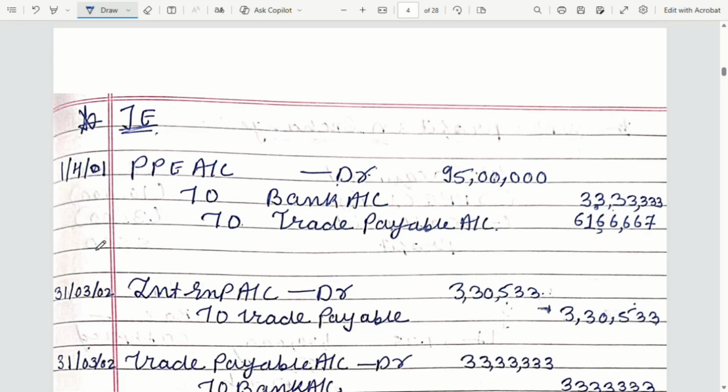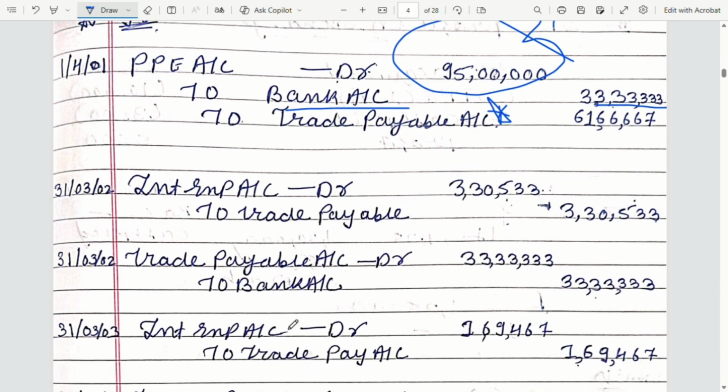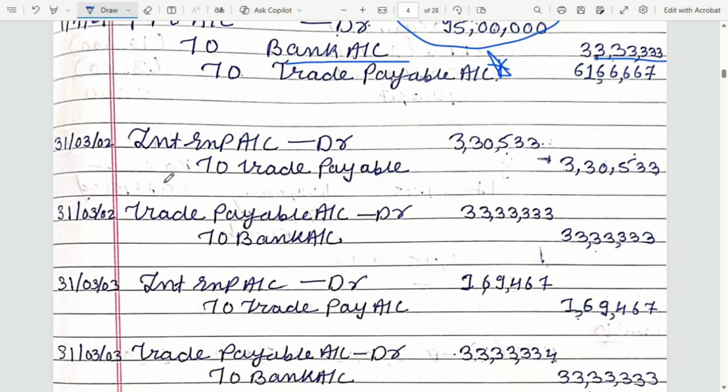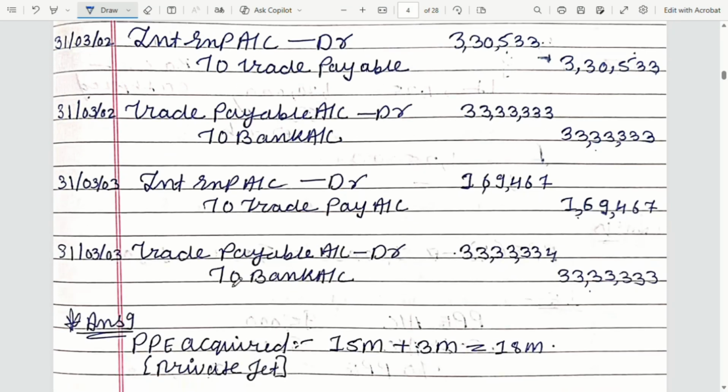So see, on 1st April we will make the entry PPE to bank to trade payable, because at zero time we are making the payment of the installment. That's why we have taken the bank account. PPE will be recorded at the present value, and the remaining balance will stand as a payable. Then we will charge interest in the next year. We are also paying the installment in the next year, then the same in the second year, like this.